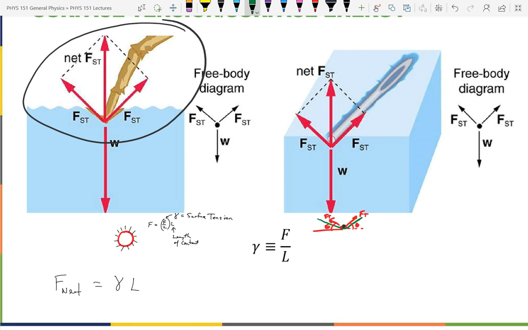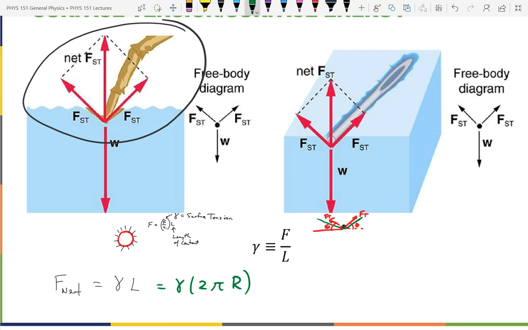I have my picture here. What shape was that red line for the contact? What shape is this? A circle. And so what's the length for the circle? It's the circumference. It's 2 pi times the radius. So for this situation, 2 pi times the radius is the length.